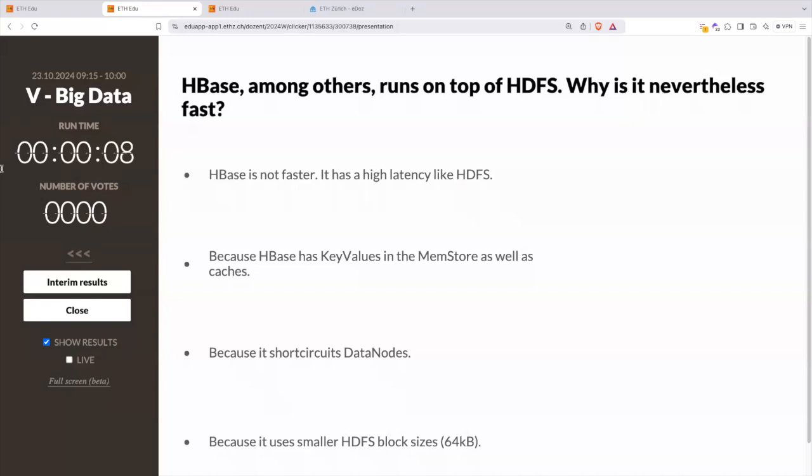However, I explained that HDFS is throughput bound, so the latency might not be very low, and yet, in spite of this, HBase is fast. How can it be? Answer one: HBase is not actually faster; it has a high latency, just like HDFS. Answer number two: because HBase has key values in the mem store as well as caches. Or answer number three, because it short circuits data nodes. Or answer number four, because it uses smaller HDFS block sizes of 64 kilobytes.